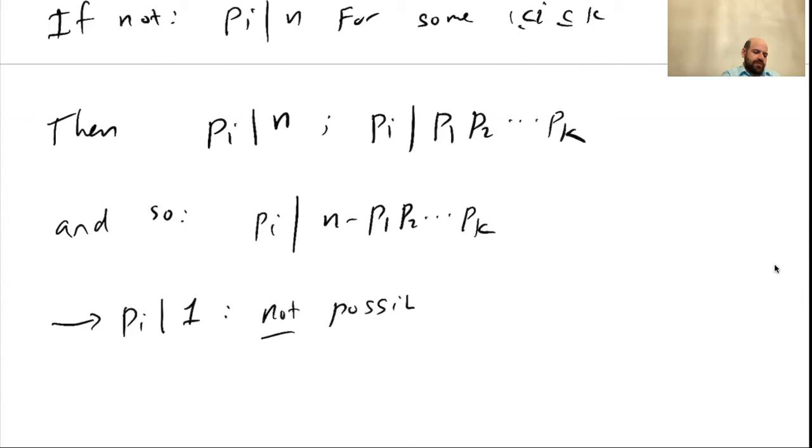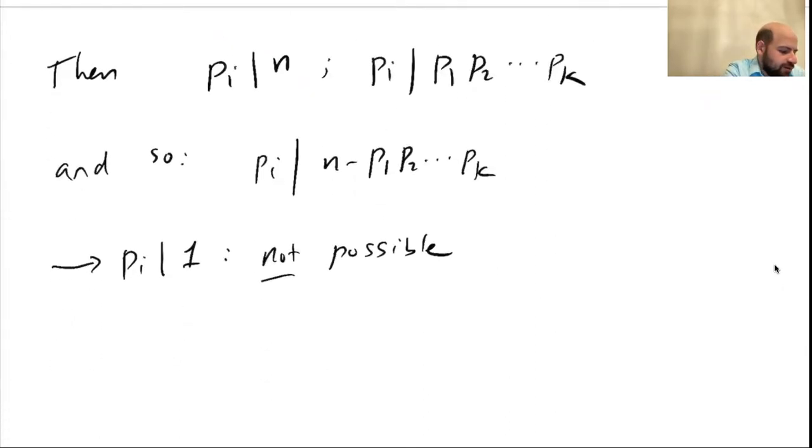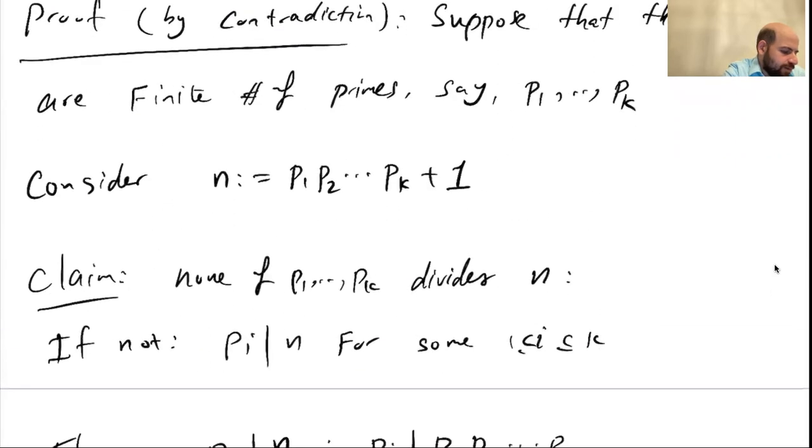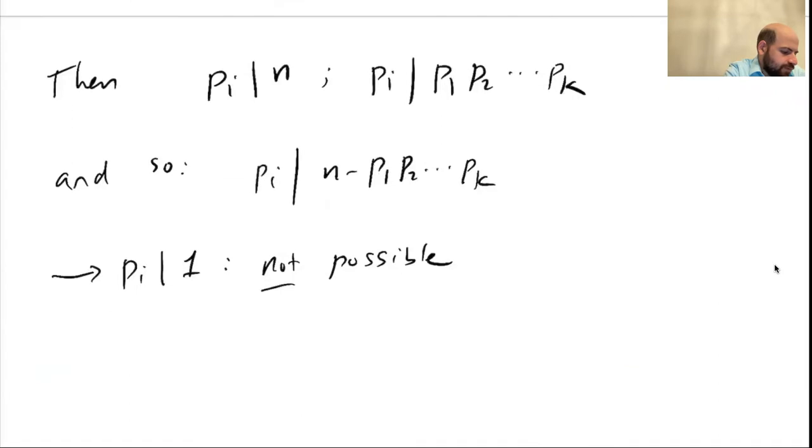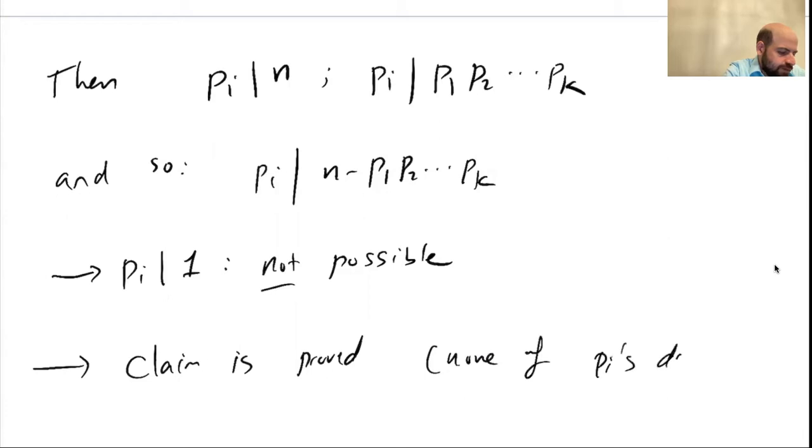Pi is a prime number, right? It cannot divide 1. Remember, a divides b means a is a factor of b. So 1 has no factor other than 1 itself, right? So pi, a prime number, cannot be a factor of 1. So what does that mean? That means none of the pi's divides n. So our claim is proved, which means none of the pi's divides n.